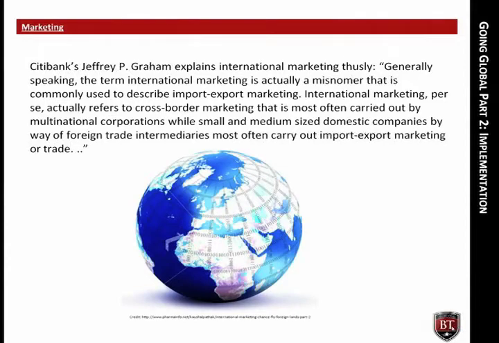Marketing. Citibank's Jeffrey P. Graham explains international marketing thusly, quote, "Generally speaking, the term international marketing is actually a misnomer that is commonly used to describe import-export marketing. International marketing per se actually refers to cross-border marketing that is most often carried out by multinational corporations, while small and medium-sized domestic companies by way of foreign trade intermediaries most often carry out import-export marketing or trade.